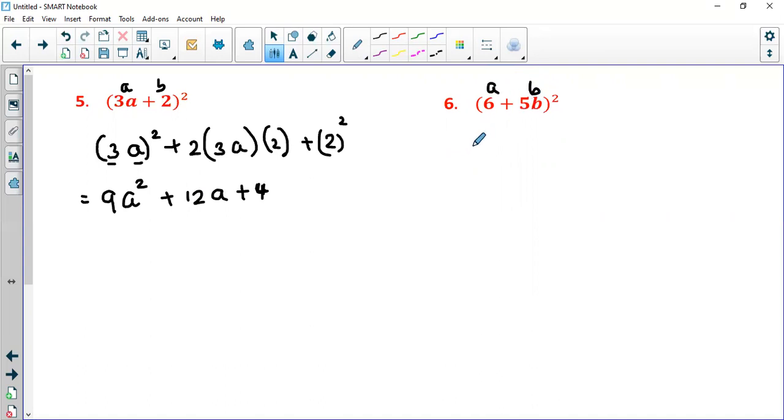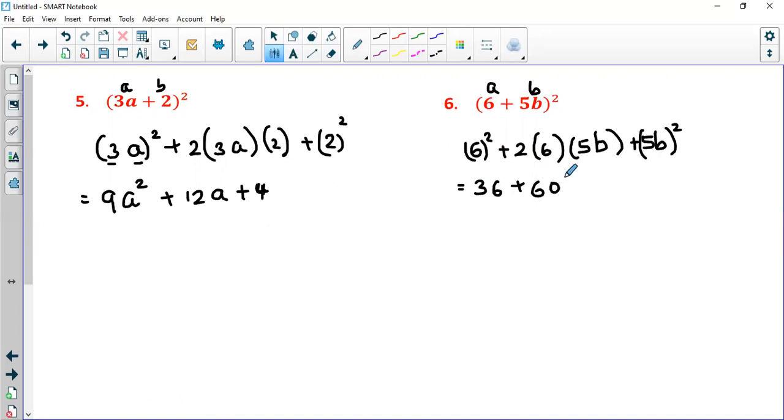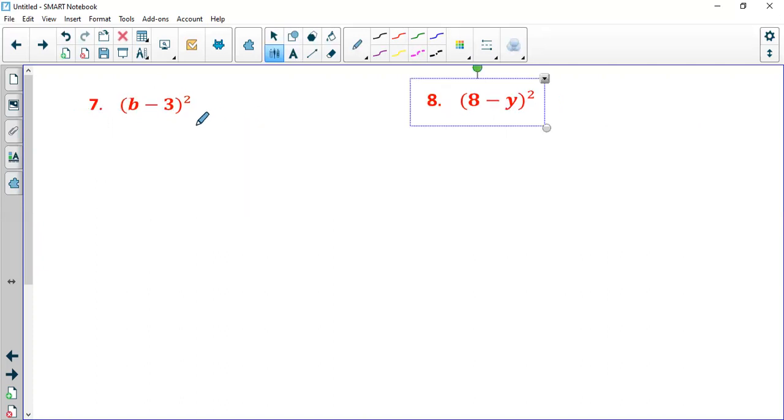So this one is going to be 6 square plus 2ab plus (5b) square. So this is going to give us 6 sixes are 36 plus 60b plus 25b square. 2 sixes are 12, 12 5s are 60b. The square of 5 is 25, and b square will be b square. Okay, let's move to question number 7.